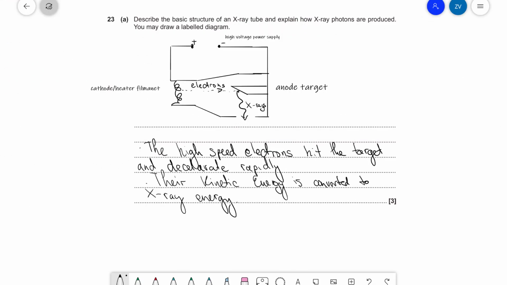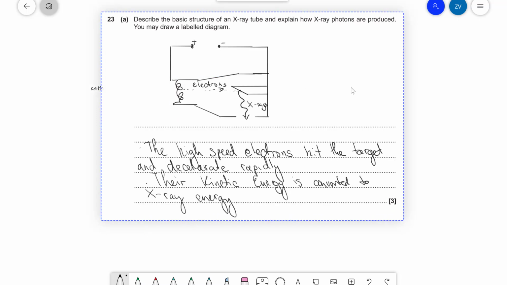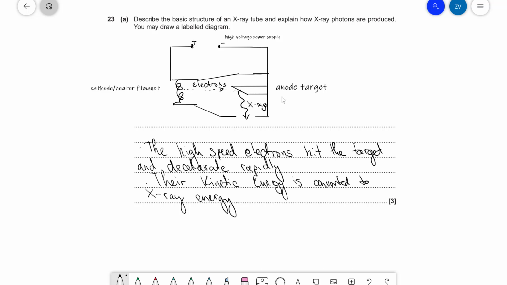Okay, question 23, all about the X-ray tube. An X-ray tube uses a high voltage power supply with two terminals that are connected to a cathode heater filament just here. The filament heats up and electrons are accelerated across here. They hit the anode target, and once they hit the anode target, they decelerate and X-rays are produced.